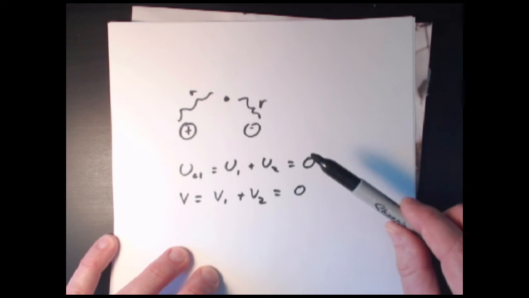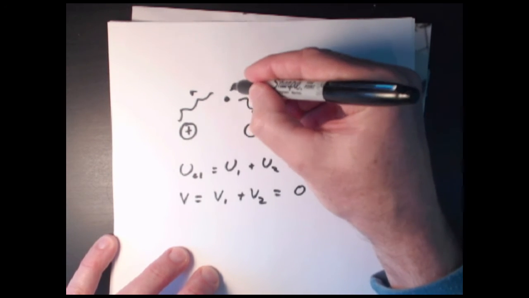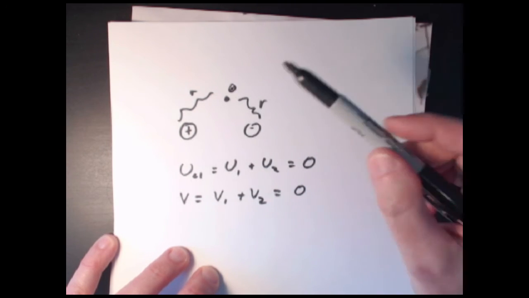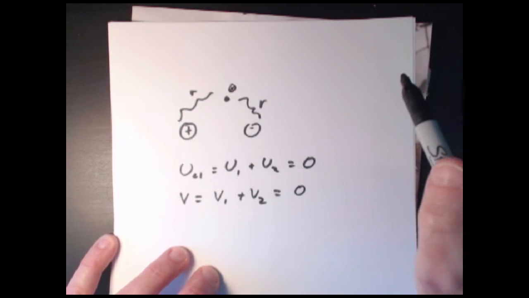So I'll have some potential energy, whatever I put here. Say I put a positive test charge here. It's going to be attracted to this one. It's going to be repelled from that one, right? The net effect is going to be 0.